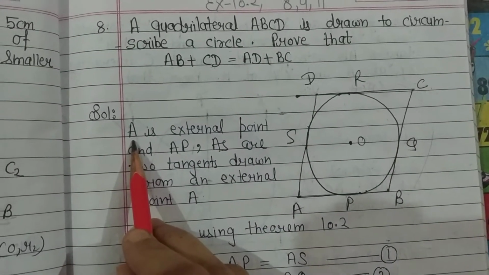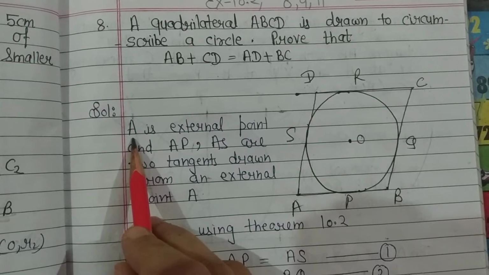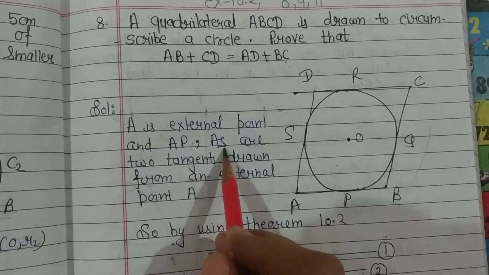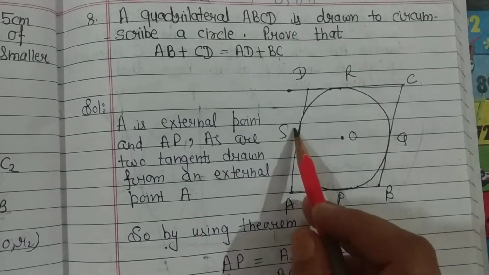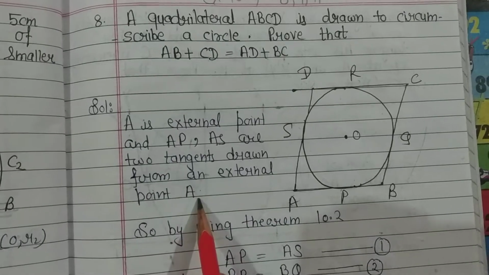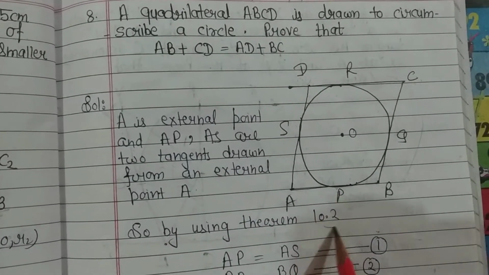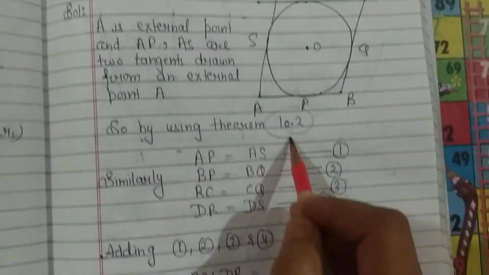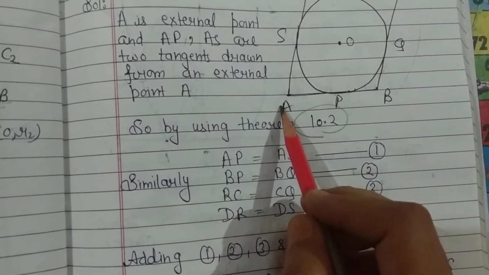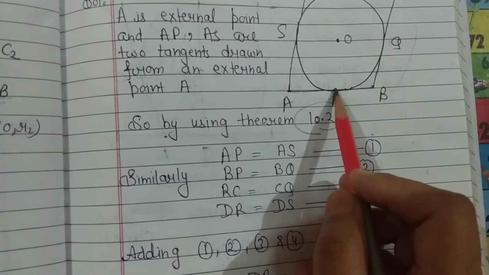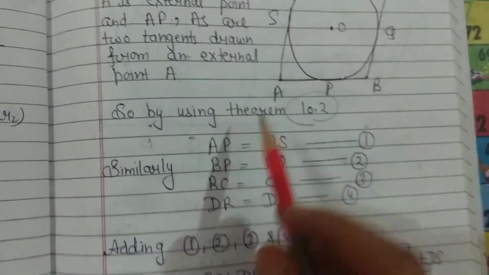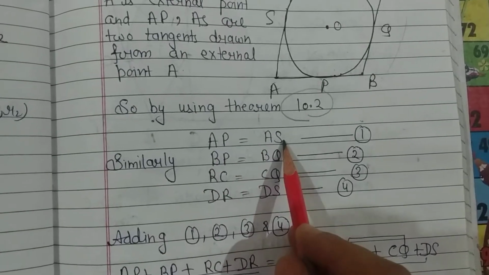Now from here we can see A is an external point and AP and AS are the two tangents drawn from an external point A. Now according to theorem 10.2, the lengths of the tangents drawn from an external point to the circle are equal in length. So we can say AP is equal to AS.